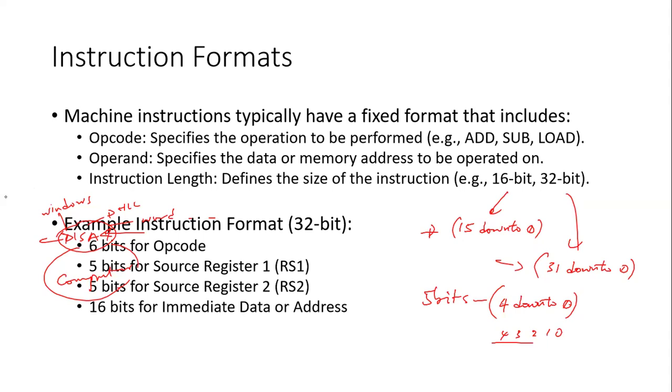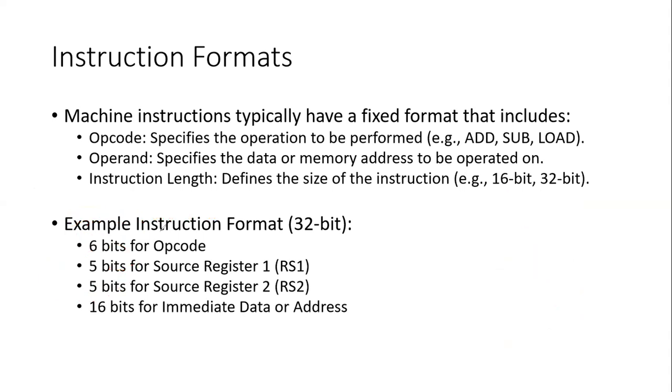Okay, let's clear this well. So examples of instruction formats: it could be 16 bits opcode, 5 bits for source register 1, 5 bits for source register 2, 16 bits for the immediate data or address. So we'll see how it applies.